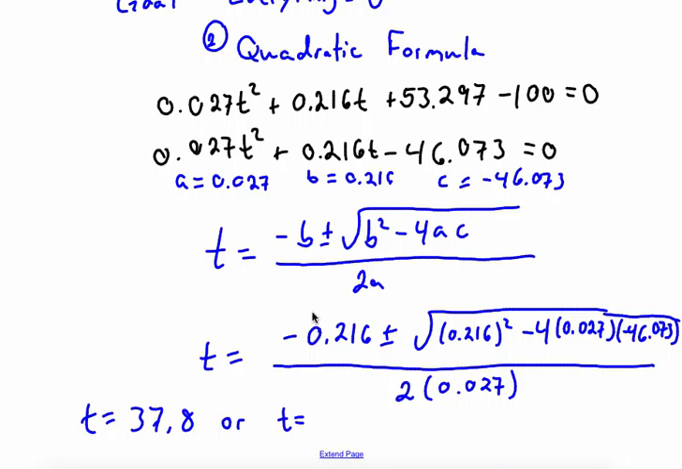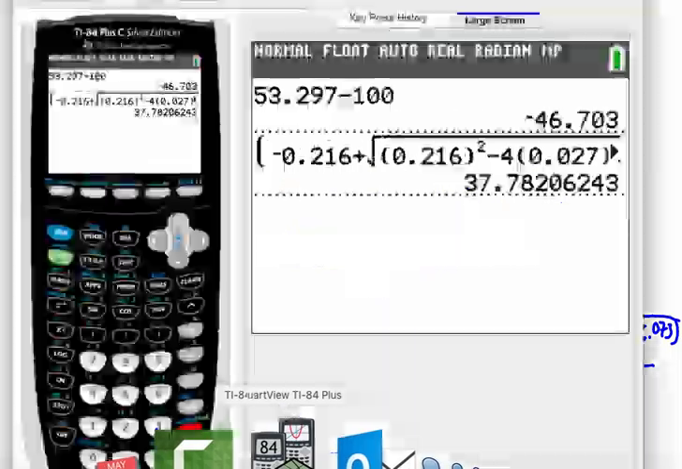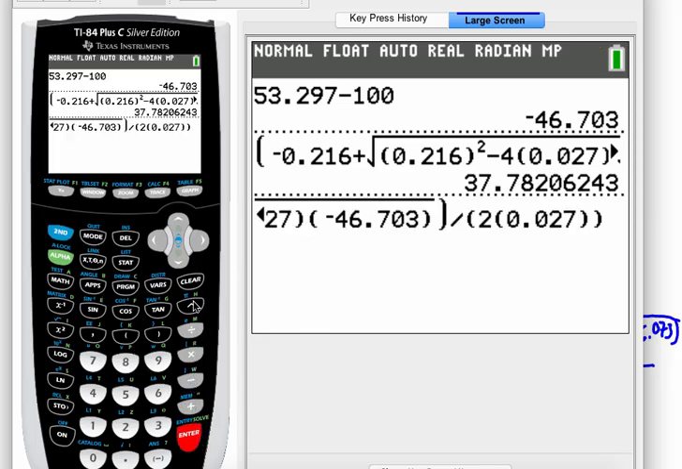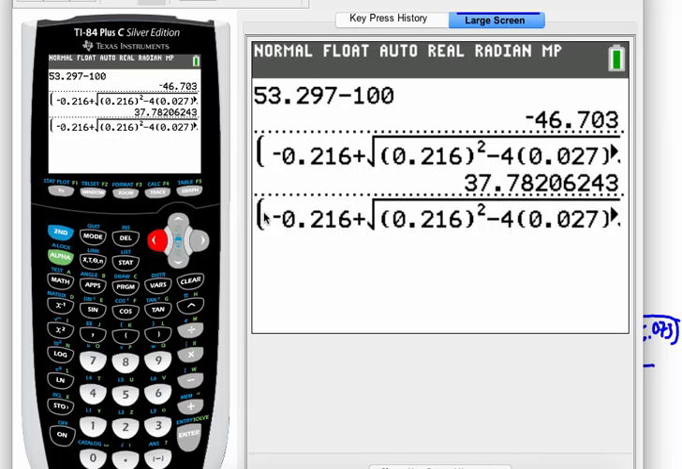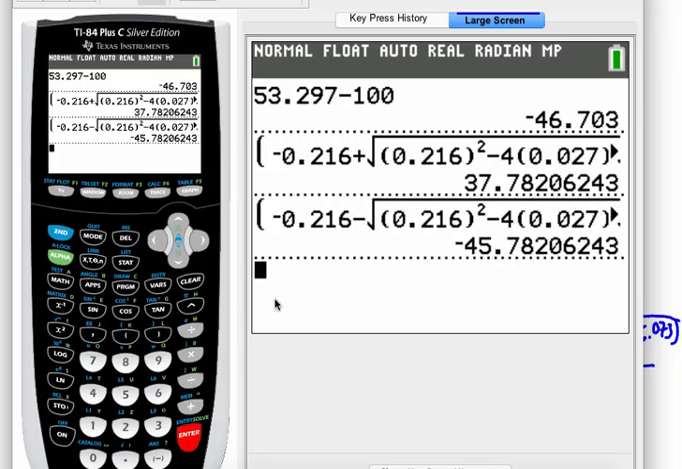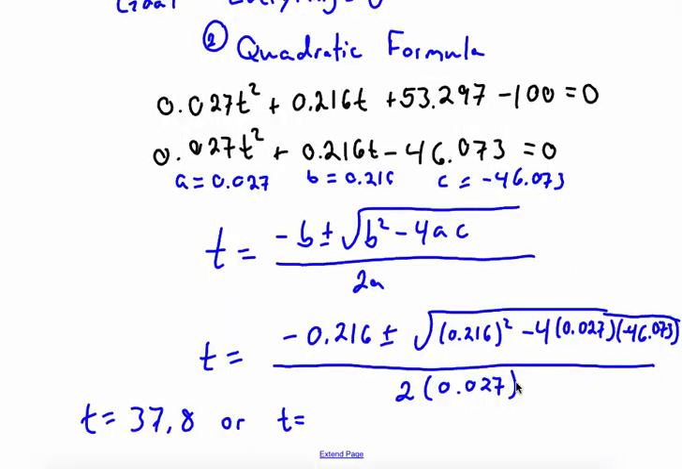t is equal to, so now we have to do this again, negative 0.216 minus the square root of all that, all over 2a. That's actually really easy to do once you've typed it in once. It's really easy to pull it back up. You say second enter, and it gives me the whole thing I just typed. If I say second arrow to the left, it pushes me all the way to the front. And I just need to go over that plus sign and overwrite it with a minus and push enter. It's negative 45.8.